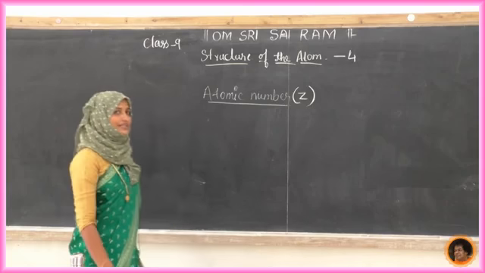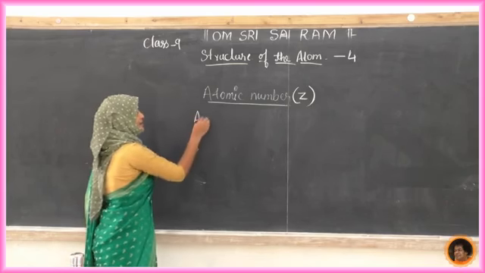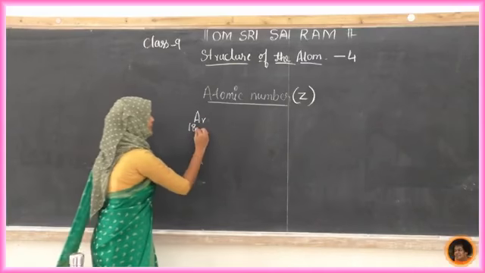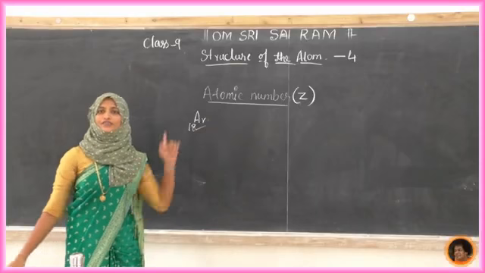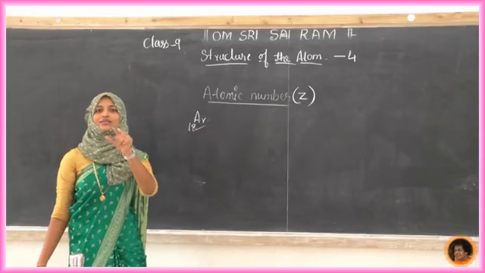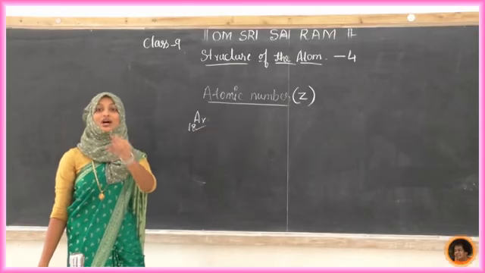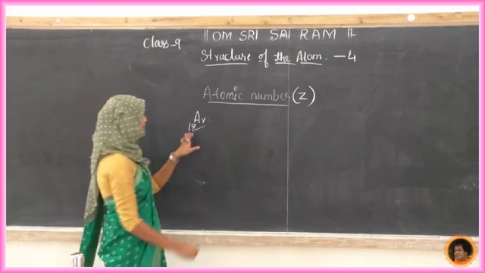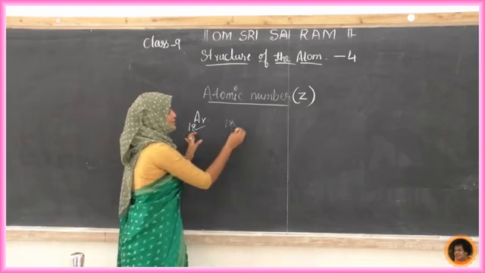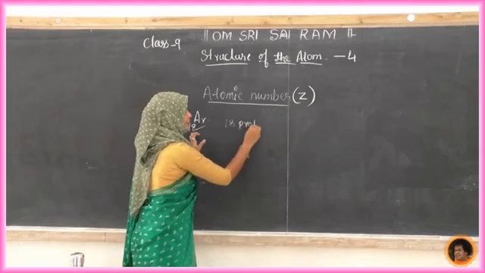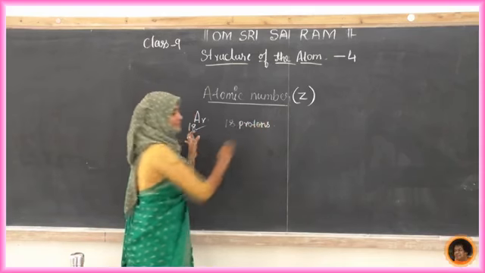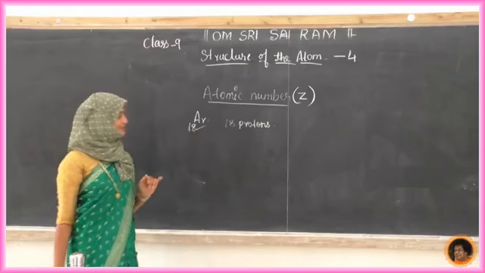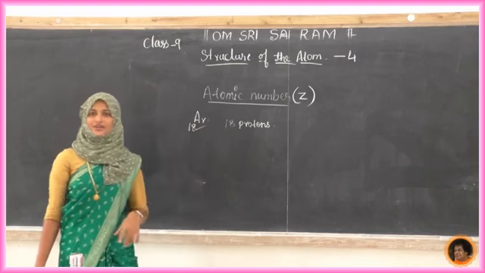Okay, one simple example I will write here: argon, 18. Argon 18, this is the atomic number of argon. Now tell me what it indicates. Atomic number means how many protons are present in that atom. So here 18 protons are present in this atom. So that is the atomic number.